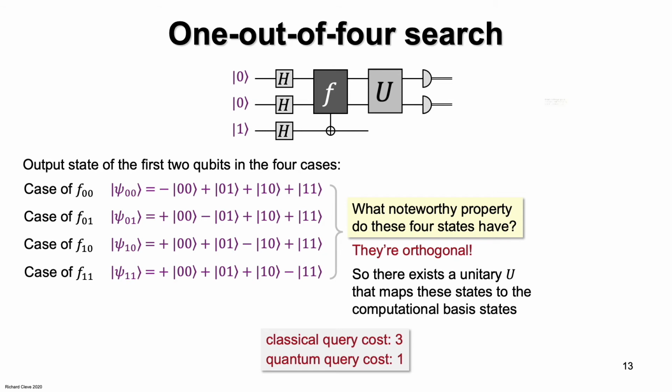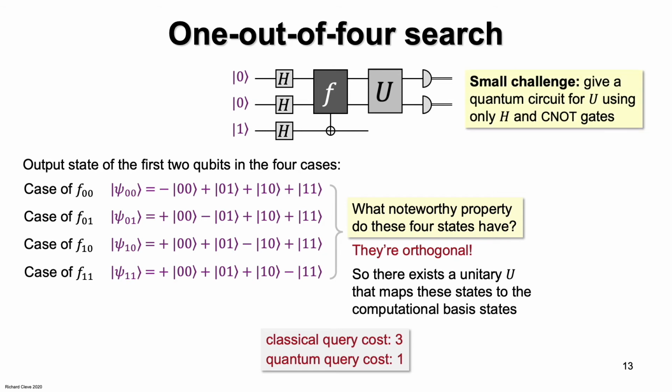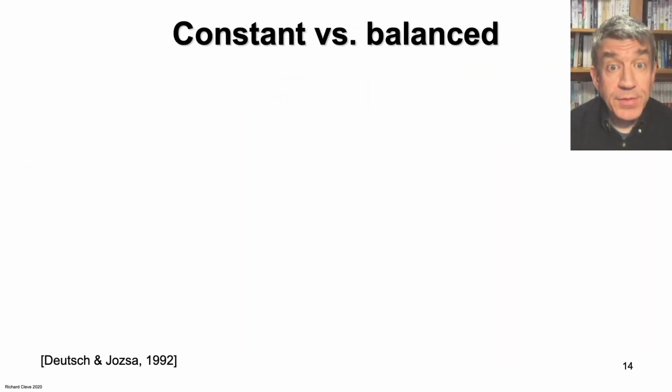As an aside, a small challenge question is to give a quantum circuit with only Hadamard and C0 gates that computes this U. I'll leave this for you to consider. Is it possible to get a more dramatic quantum versus classical query separation than 1 versus 3? Next, we'll see a problem that a quantum algorithm solves with exponentially fewer queries than any classical algorithm.